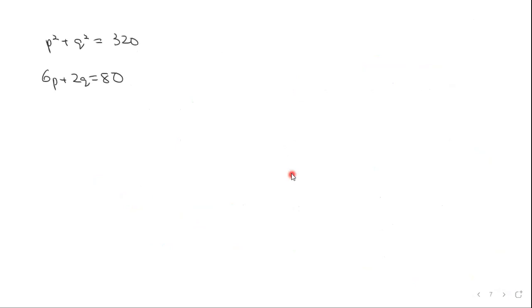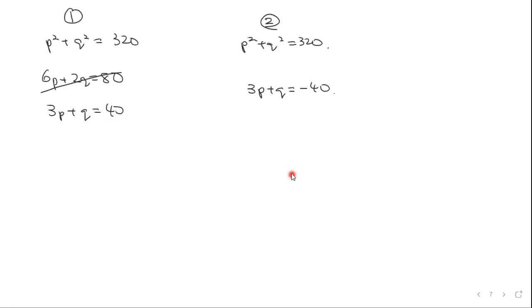And we can, of course, simplify this one to 3p plus q equals 40. That's equation set 1. Equation set 2 is p squared plus q squared equals 320, and then, of course, we're left with the negative version, so 3p plus q equals negative 40. And from here, it's really just solving simultaneous equations and quadratics. So let's say we want to solve for p first, perhaps. So we will get q must equal 40 minus 3p. So we've got p squared plus 40 minus 3p all squared equals 320.